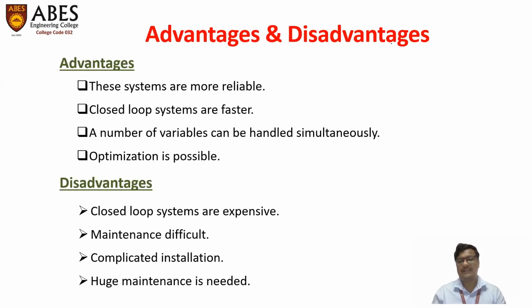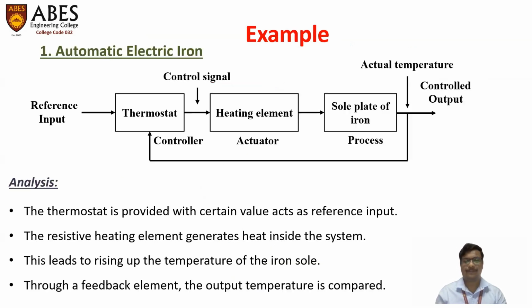Now coming to the advantages and the disadvantages. Coming to the advantages, these systems are more reliable, closed loop systems are faster, and a number of variables can be handled simultaneously. Optimization is possible. But what about the disadvantages? Closed loop systems are more expensive, maintenance is difficult, installations are complicated, and huge maintenance is needed.